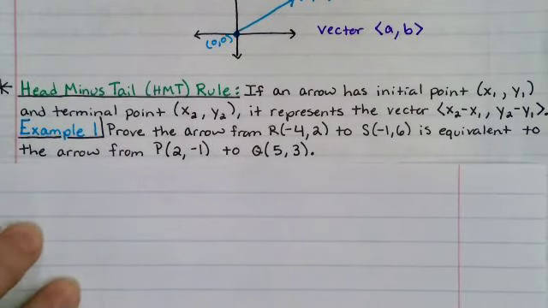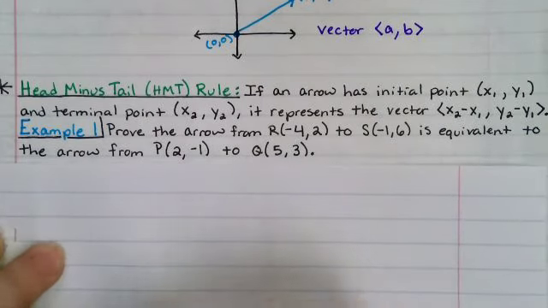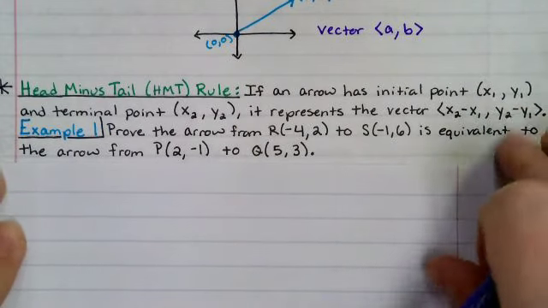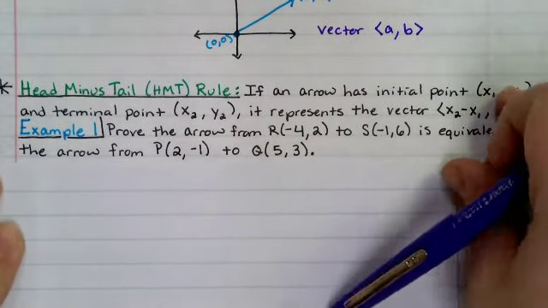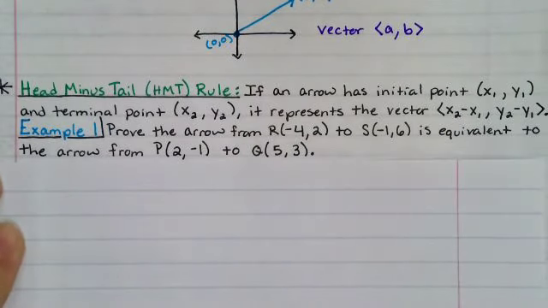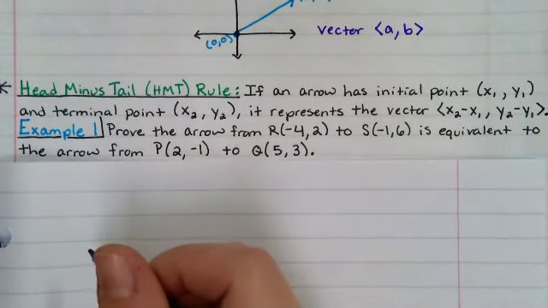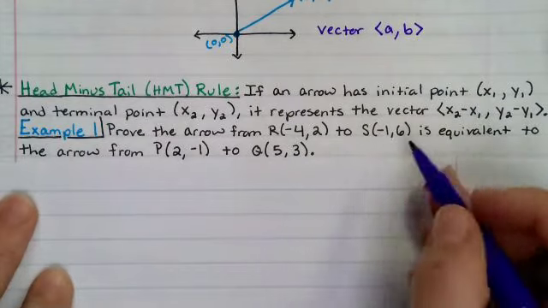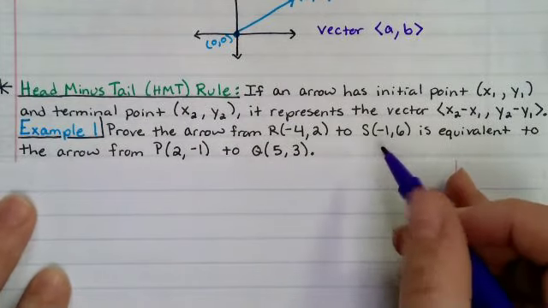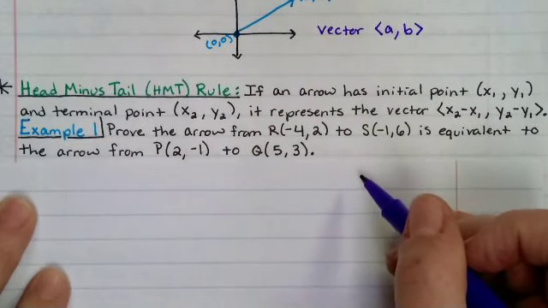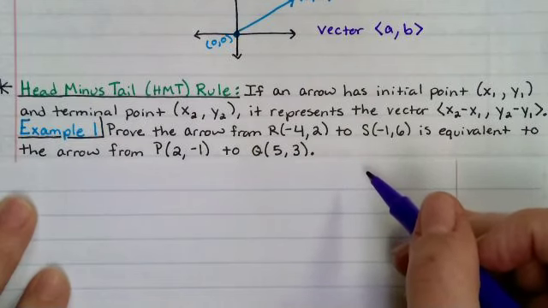I have not shown you how to find magnitude. I have not shown you how to find direction. All we've talked about up to this point is how we write vectors, what the different parts mean, and I gave you the head minus tail rule. So we're going to use that head minus tail rule so that I can figure out the component form of these vectors. If I can see that they have the same components, that means they are equivalent because they will have the same magnitude and the same direction.